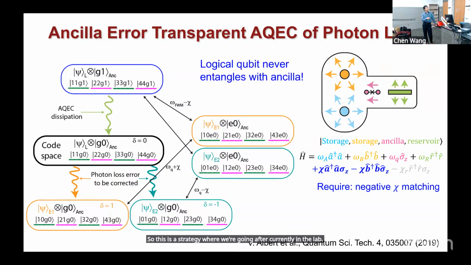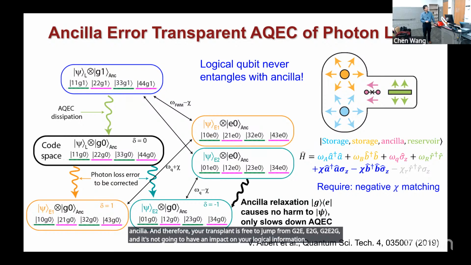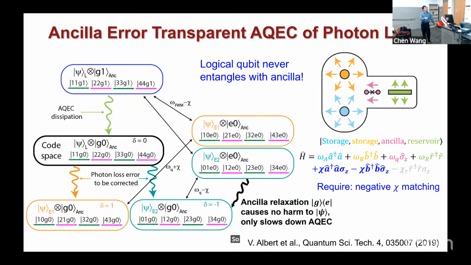So your logical qubit in this experiment will never be entangled with your ancilla, and therefore your transmon is free to jump from G to E, E to G, G to E, E to G, and it's not going to have an impact on your logical information. So in this protocol, ancilla relaxation will cause no harm to your logical qubit, and therefore this is said to be fault tolerant against the ancilla decay in the process.